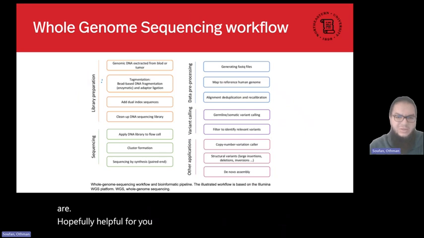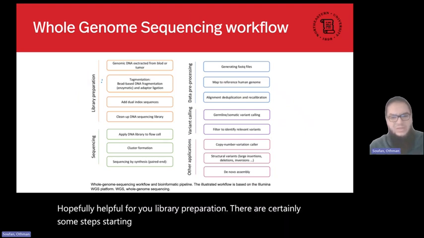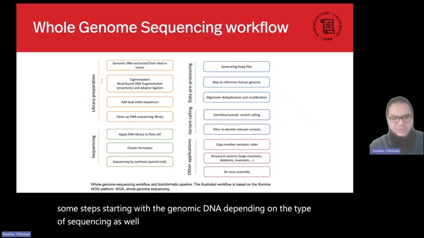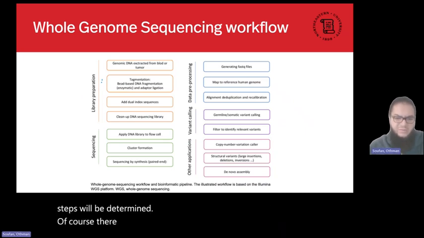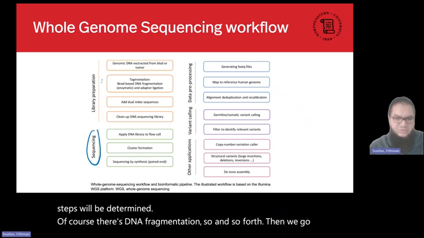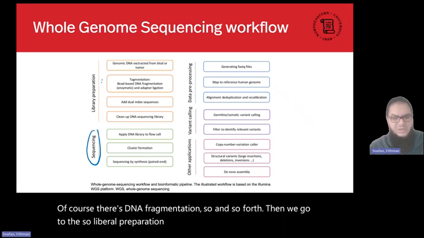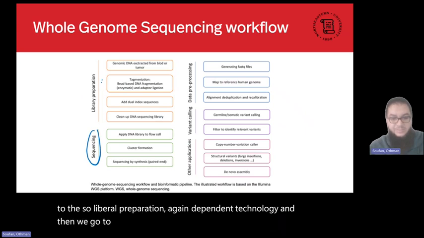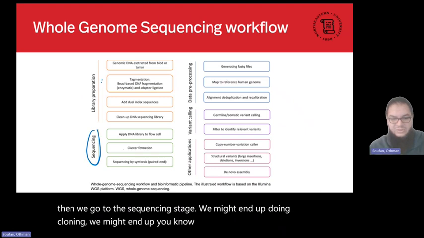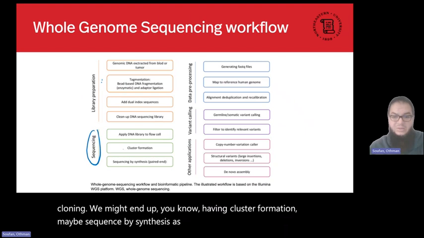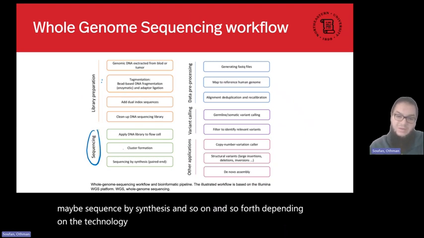Library preparation, there are certainly some steps starting with the genomic DNA, depending on the type of sequencing technology used. Next steps will be determined. Of course, there's DNA fragmentation, and so on and so forth. So library preparation, again, is technology dependent, and then we go to the sequencing stage. We might end up doing cloning. We might end up having cluster formation, maybe sequencing by synthesis, and so on and so forth, depending on the technology. And then we come to the stage of data pre-processing.